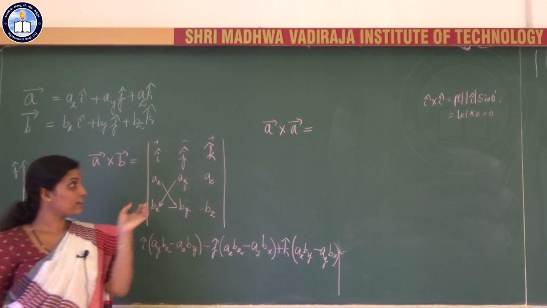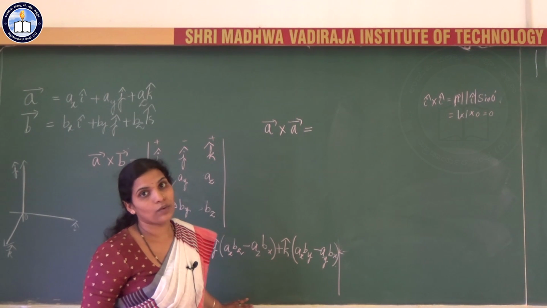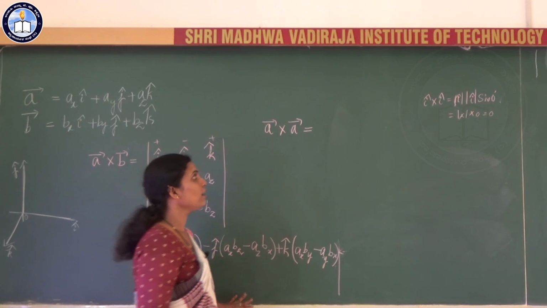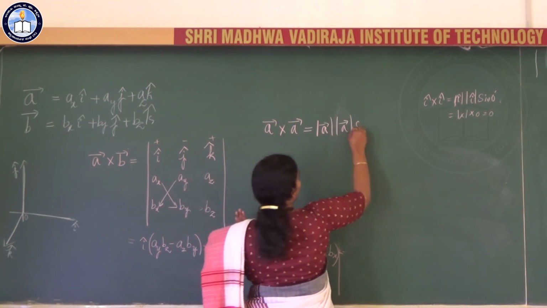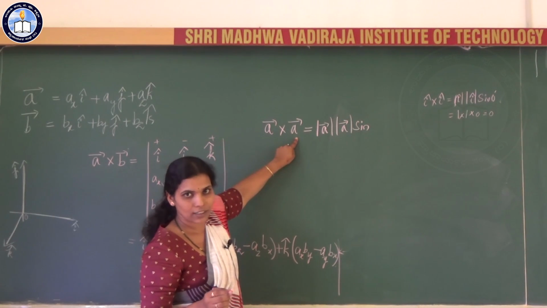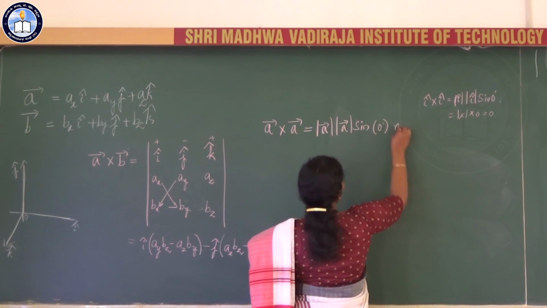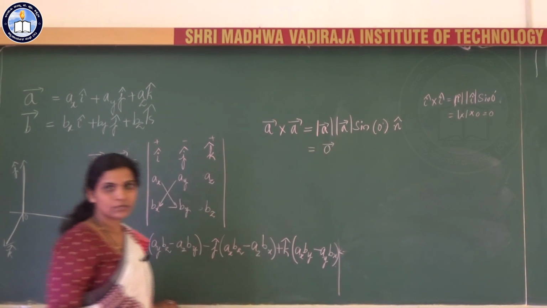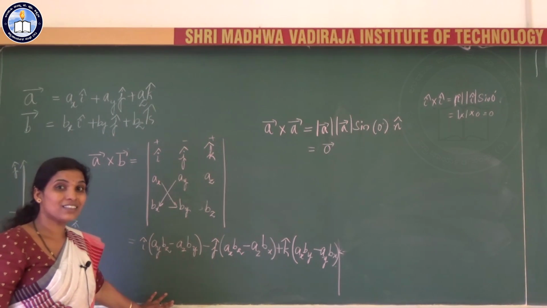A vector cross A vector, if I use the formula, A vector cross B vector equal to magnitude of A vector into magnitude of B vector into sin theta into n cap, that is magnitude of A vector into magnitude of A vector into sine. Between A and A, the angle is 0, between the same vectors. So, sine 0 into some n cap. So, this will be a 0 vector. Suppose it is lying on the same direction.